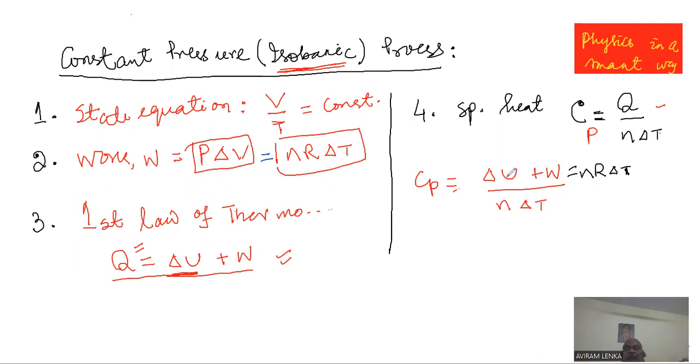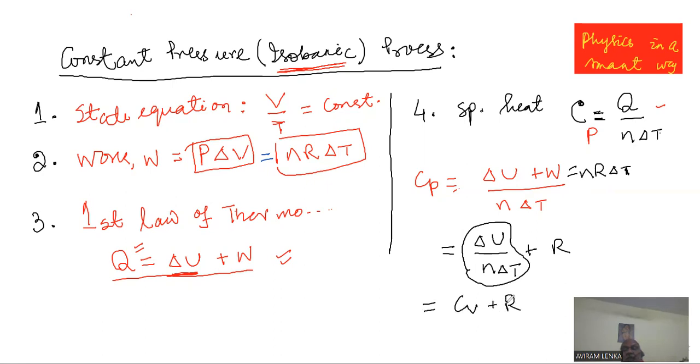So the numerator is in the form of A plus B by C, that is A by C plus B by C. So that will be equal to delta U by n delta T plus nR delta T by n delta T, that is R. One thing we can notice is that delta U by n delta T is not unknown to us. We know it, and that is nothing but the constant volume specific heat, Cv, and this is R.